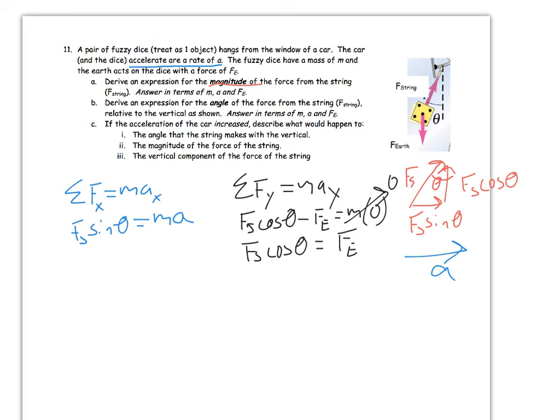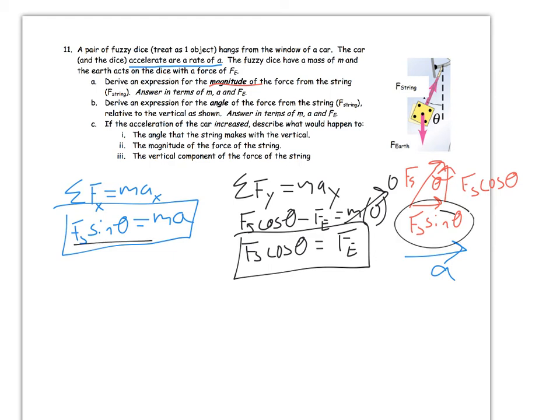Once I get to this point, I do have a few options. There's a few weird mathematical techniques I can use, but ultimately I want to get an expression for the force of the string in terms of M, A, and Fe, not theta. So this theta needs to go away. Here's what I'm going to think about. This right here is really the x component of the force from the string, and this is really the y component of the force from the string.